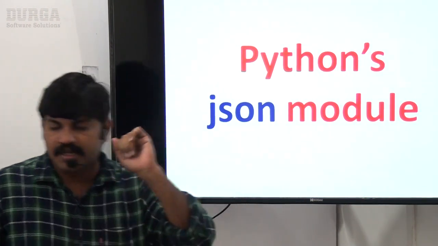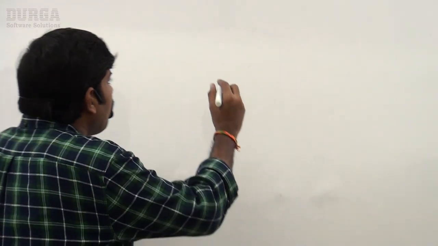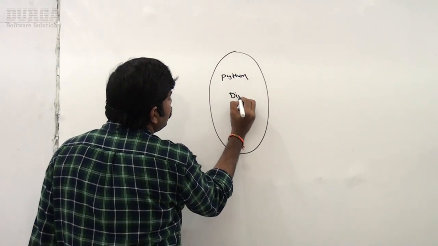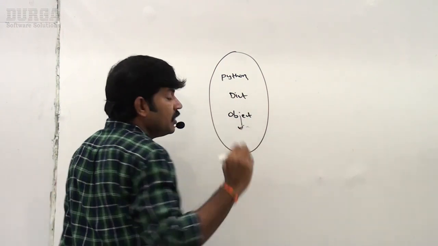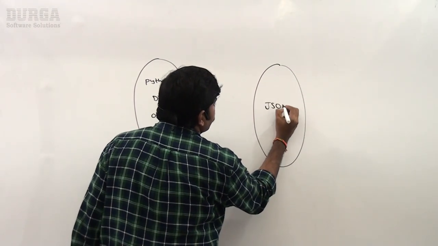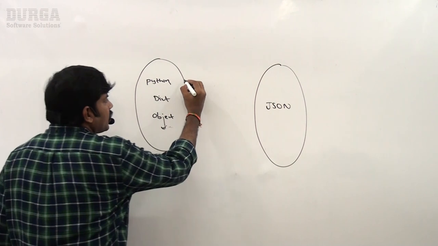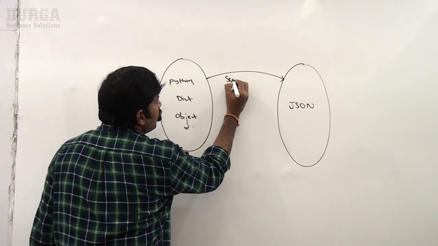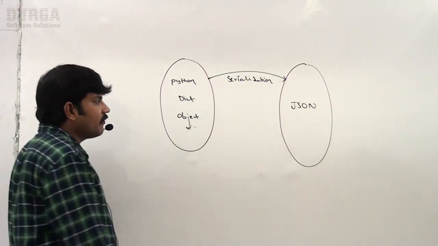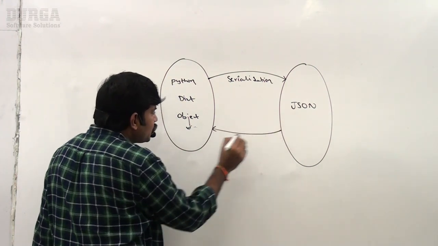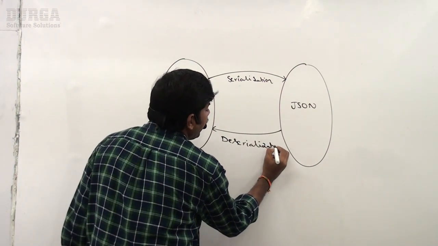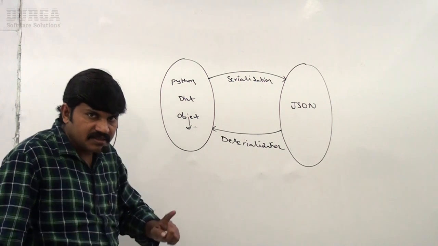Take very special care. Here I have a Python dict object, a dictionary object. I want to convert this Python dict object to JSON. This process is called serialization. Next, I want to convert JSON to a Python dict object. This is called deserialization. Take very special care. One is serialization, the second one is deserialization.